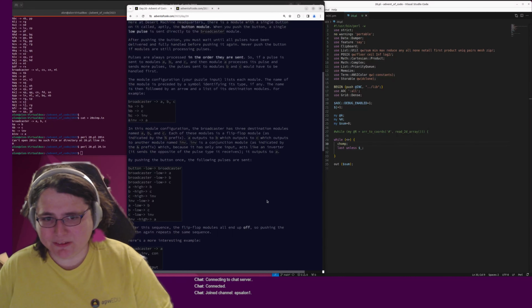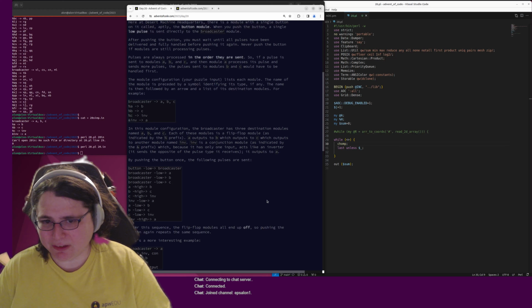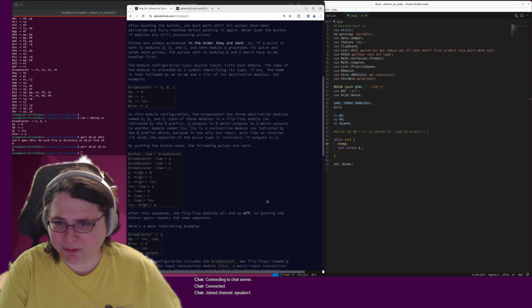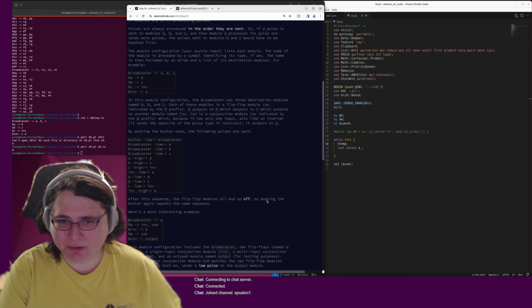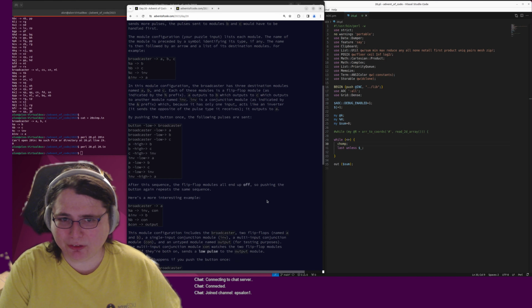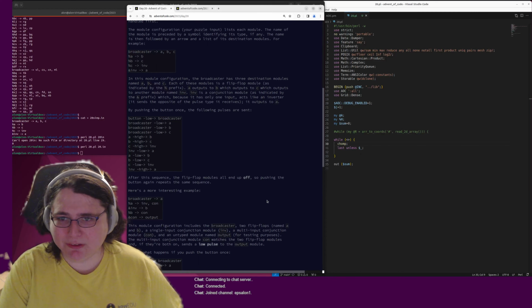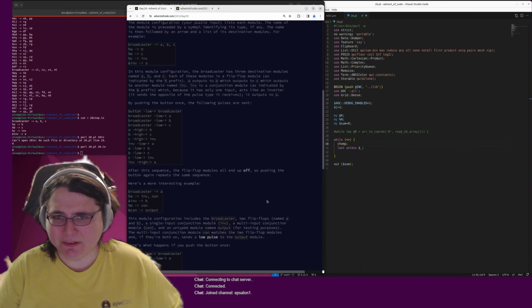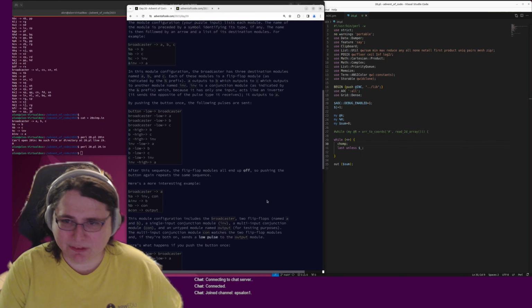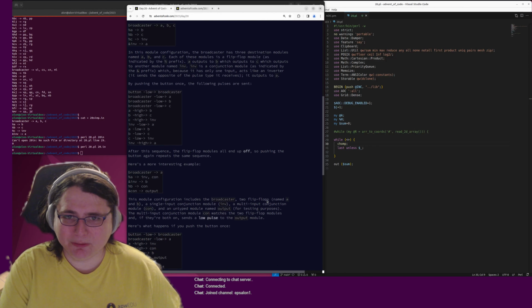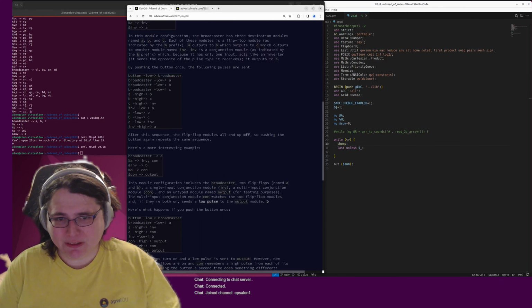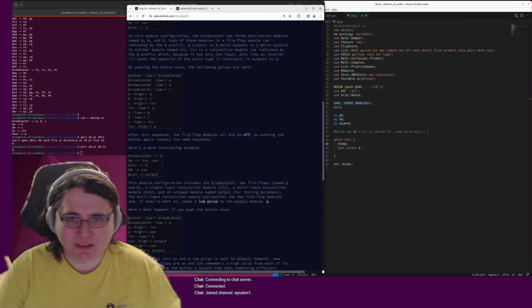Okay. The broadcaster has three destination modules, A, B, and C. A is a flip-flop module. A outputs to B, which outputs to C. C outputs to another module named inv. Inv is a conjunction module, but it acts like an inverter because it sends the opposite type of pulse. It outputs to A. By pushing the button once, the following pulses occur: broadcaster sends a low pulse, and then to A, B, and C.